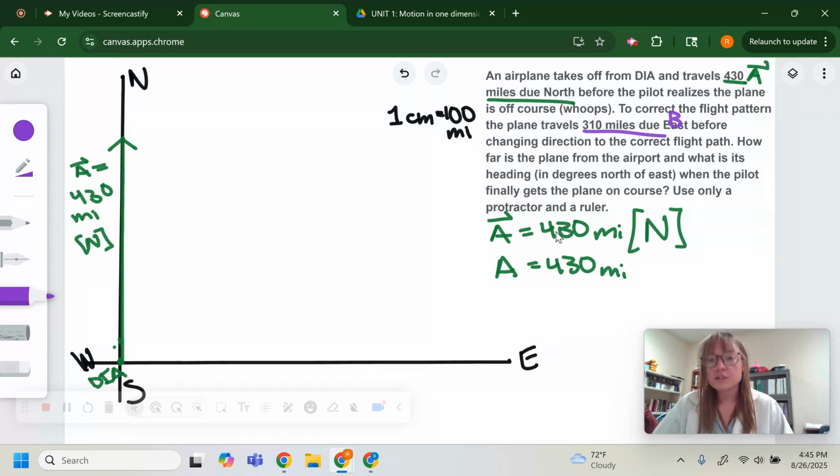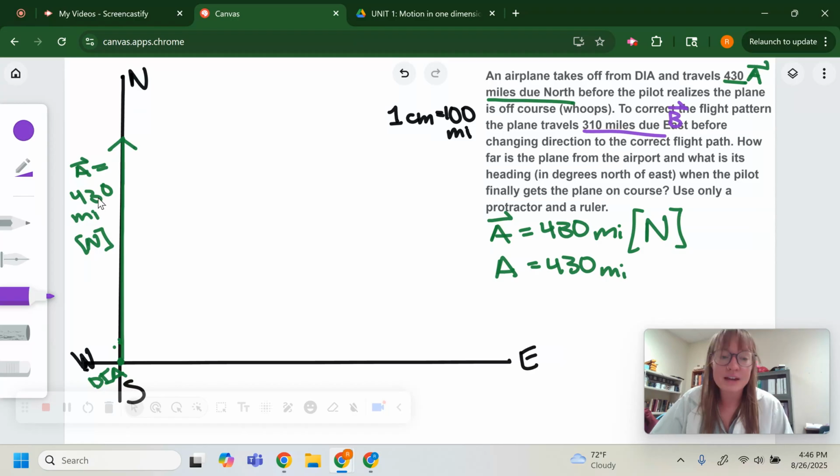When we draw vector B, we always draw our vectors the way that it actually happened. In other words, the way that the plane actually experienced this flight path. Now, here's a crazy mistake that some students make that will lose you tons of points because you'll get all lost and confused and you won't know what to do next. The plane started at DIA. It went up to here. Then did the plane go back to DIA and then start going east? No, you say, that's ridiculous. The plane went from DIA up to here, and then at that point, the plane then traveled this way.